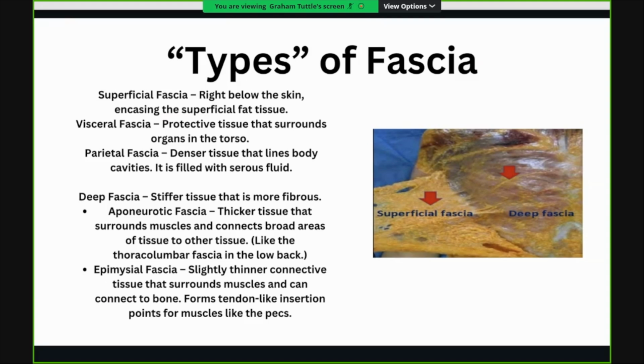You have parietal fascia. That's denser tissue that lines the body cavity. So think about it: the visceral fascia is the stuff that wraps directly around organs. It's very protective.